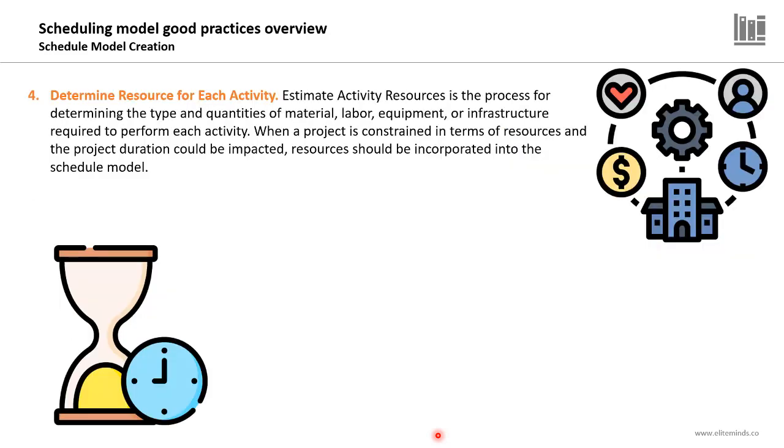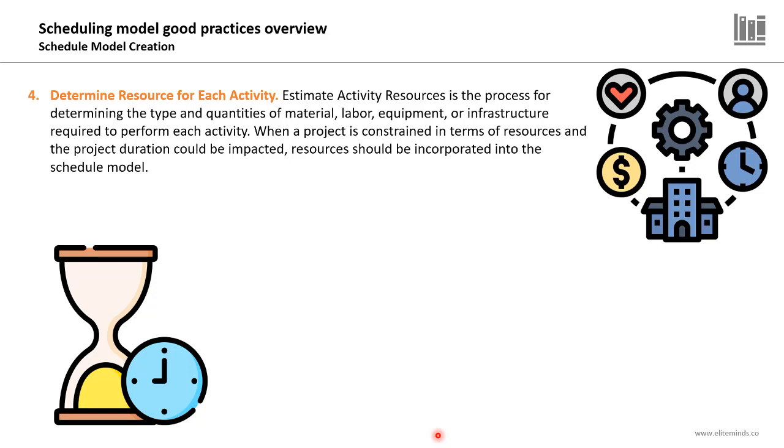The fourth step is determining the resources for each activity. Estimate activity resources, which we covered earlier as part of the schedule management knowledge area, is the process for determining the type and quantities of material, labor, equipment, or infrastructure required to perform each activity in the project. So we need to determine the required resources to execute this activity, either physical, human, or financial resources.